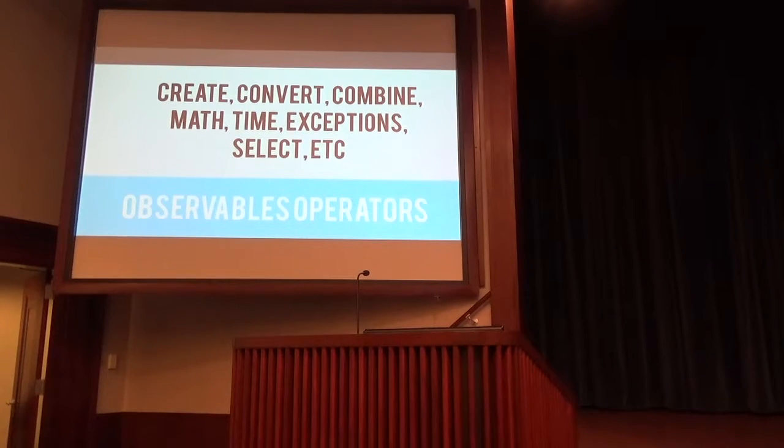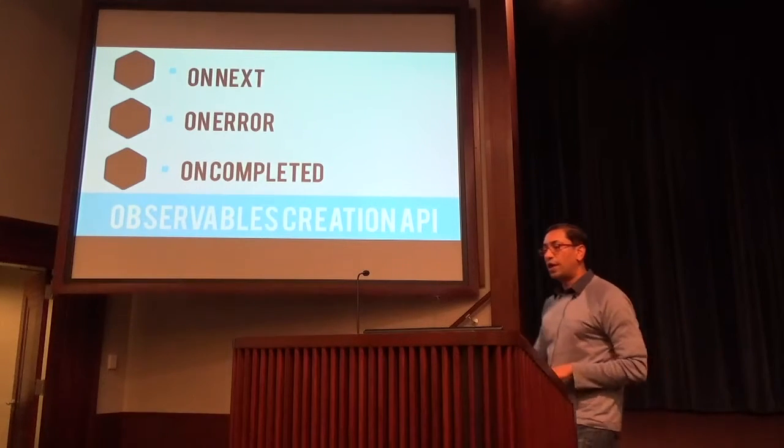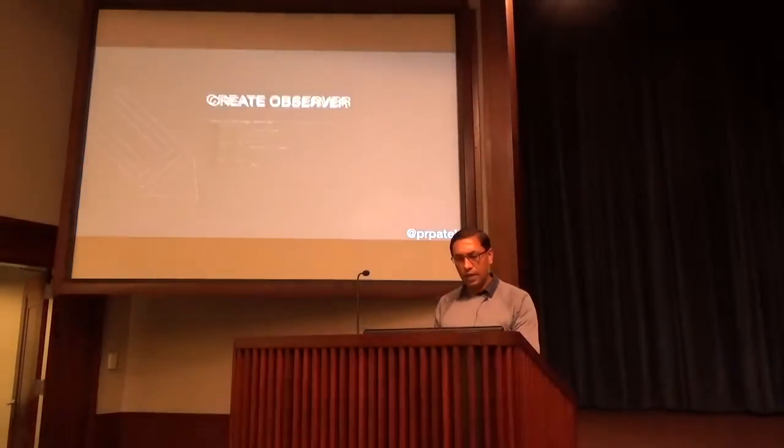All right, so we've talked about the different types of observables. Now let's get into the operators for a bit. There are a number of different types of operators. These are the categories. I think at last count there's something like 120 or 140 different operators. We're not going to cover all of them here. But the general categories are creation, convert, combine, math, time, exception, select, etc. Right? So there's a bunch of different categories around these, and we'll look at some concrete operators to operate on observable streams in a minute. So the observable creation API has three methods that you override: onNext, onError, and onComplete. So let's go have a look.